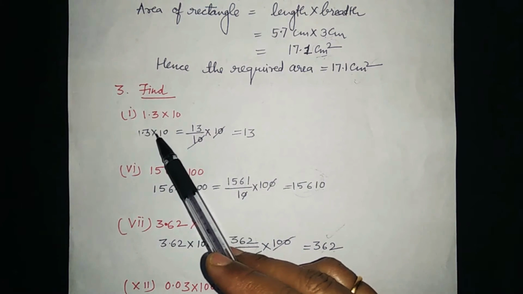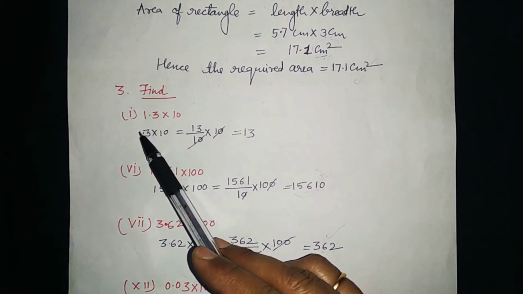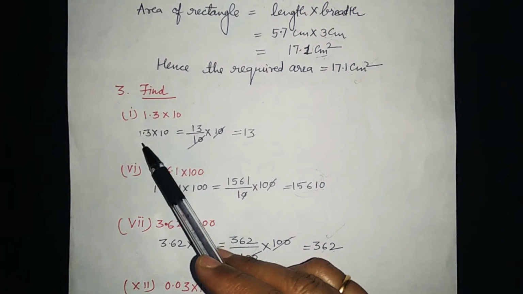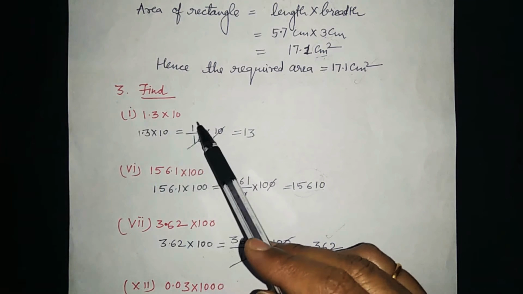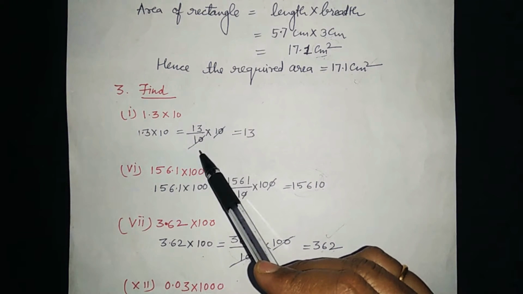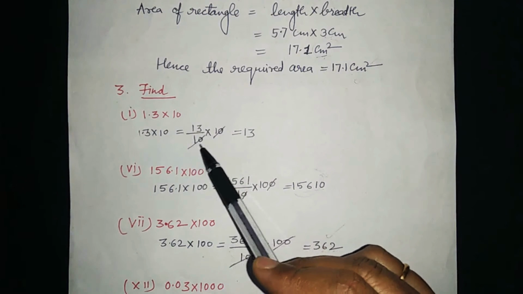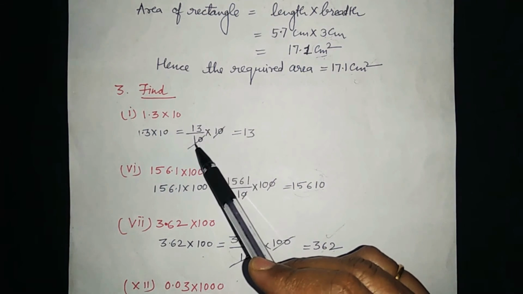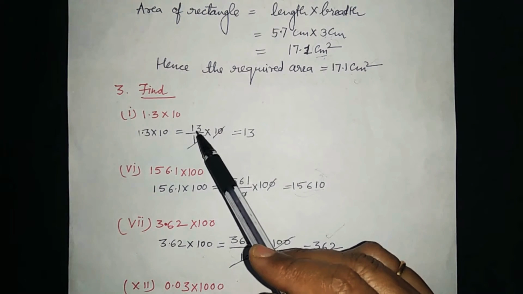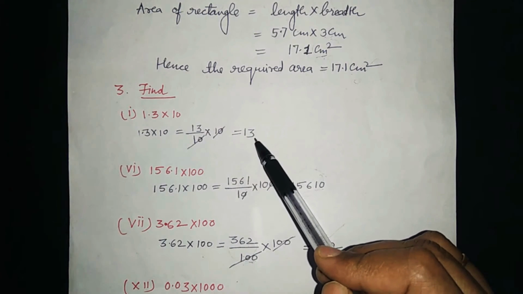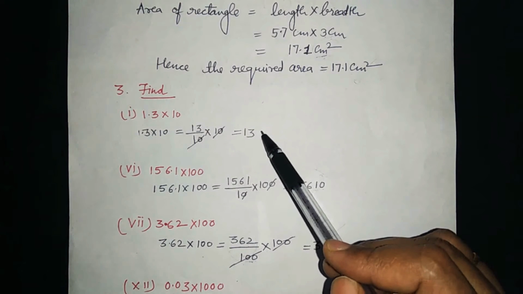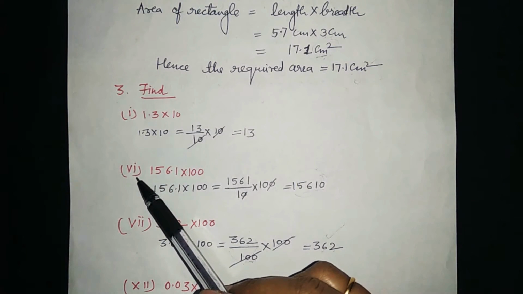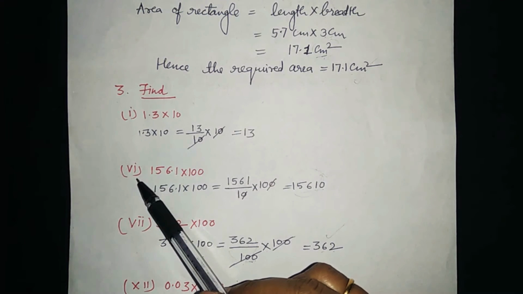Third question, you can see the first part here. In the first part, you see 1.3 is a decimal number which we have to multiply by 10. Here 1.3 into 10. So how can we write it? For 1.3 we will write here 13 upon 10. And this 10 we will write like this only. 10 1 is 10, 10 1 is 10. 13 into 1, what? 13. Your answer will come 13. Now see the sixth part of the question.